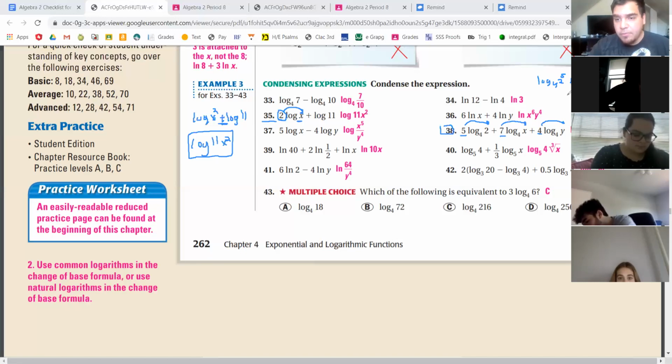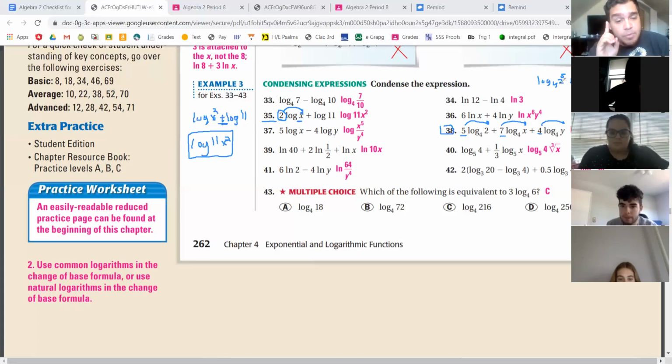Now they're all plus to each other, so you can condense them into one. This 2 to the 5th power, though, when you have a number that you're raising to a power, I would like to see the actual number. So you do 2 times 2 times 2 times 2 times 2, which happens to be 32. So I'm going to rewrite that one only as log base 4 of 32.